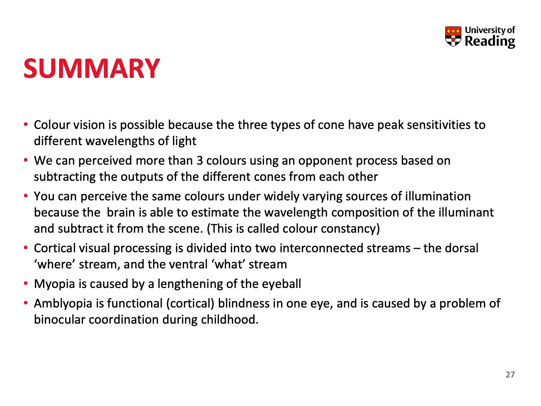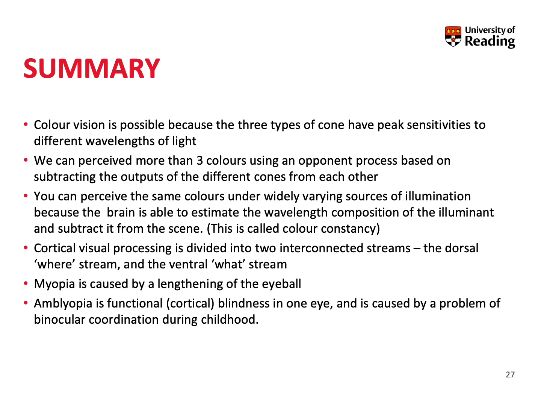I'll finish with a summary of today's lecture. Colour vision is possible because the three types of cone have peak sensitivities to different wavelengths of light. We can perceive more than three colours because we have an opponent process based on subtracting the output of the different cones from each other. And you can perceive the same set of colours under widely varying sources of illumination because the brain is able to estimate the wavelength composition of the illumination and subtract it from the retinal input, and this is called colour constancy.